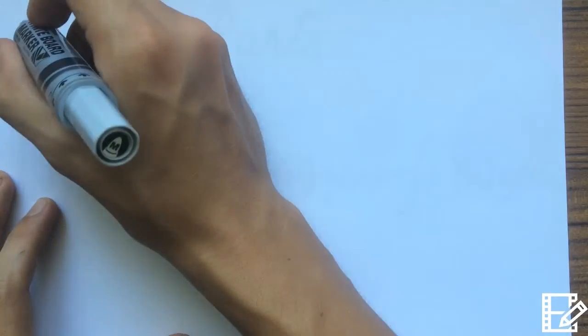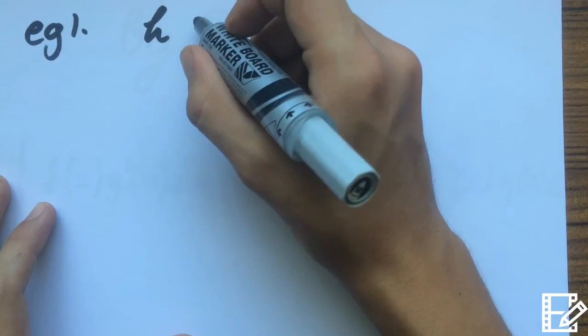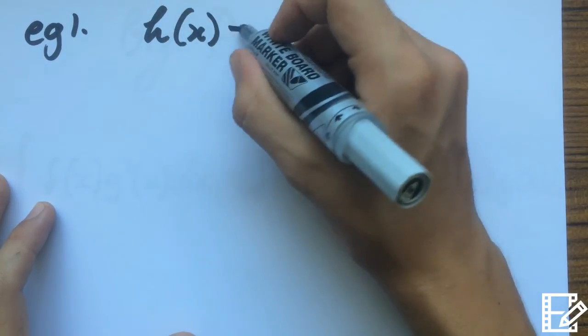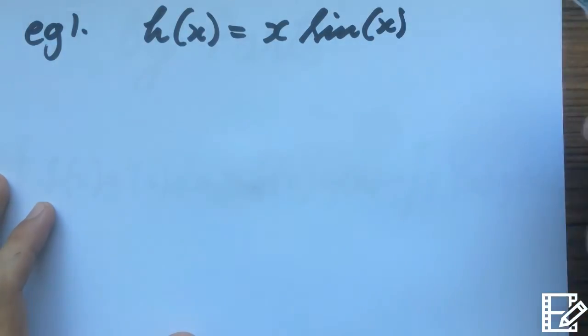So you start off, let's say we'll have an example. Example 1, we start off with the function h(x) equals x sine x.